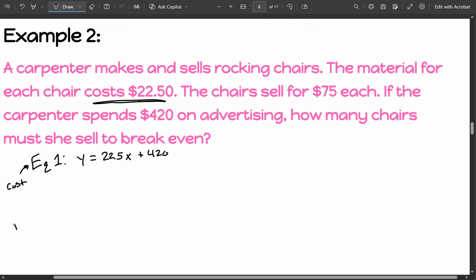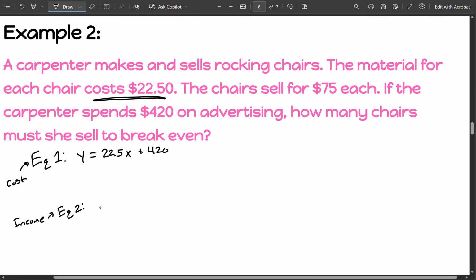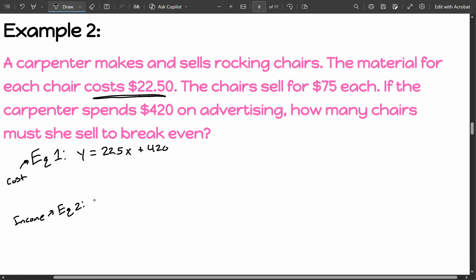And then our income is going to be represented by equation 2. The chairs sell for $75 each, so 75 times x represents how much money you make per chair. All right, now we have the same sort of system as before. We're going to substitute in.